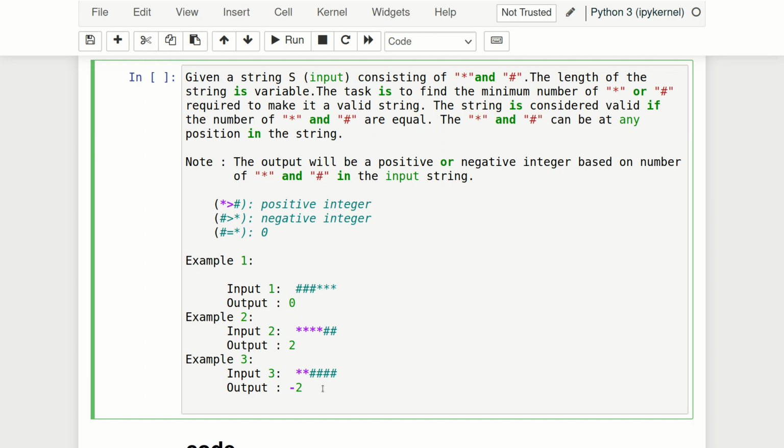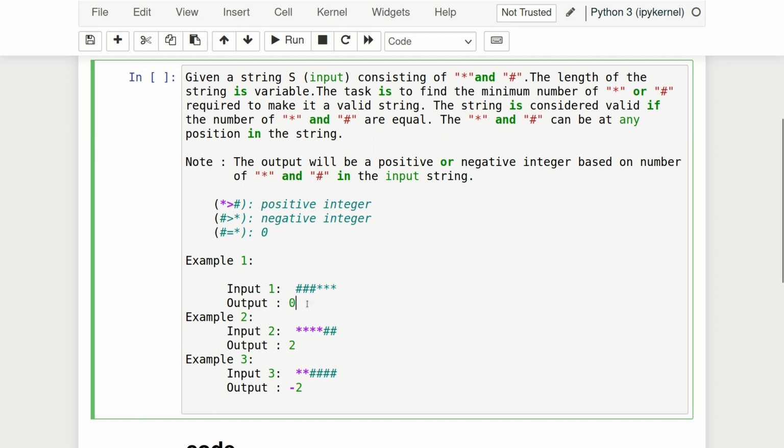So the key thing we have to compare here is that for the above two cases we will just take the difference. But whenever we have hash greater than star, the difference will be negative. 4 minus 2 will not be right, it should be 2 minus 4. We want the negative one. So overall, we are always doing number of star minus number of hash. If you do this you will get the solution.